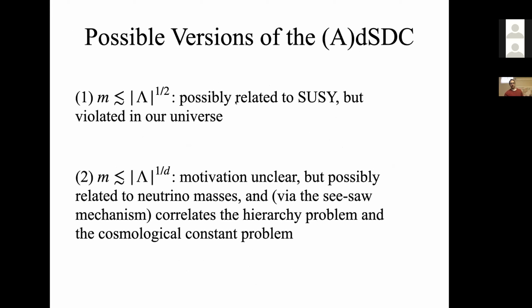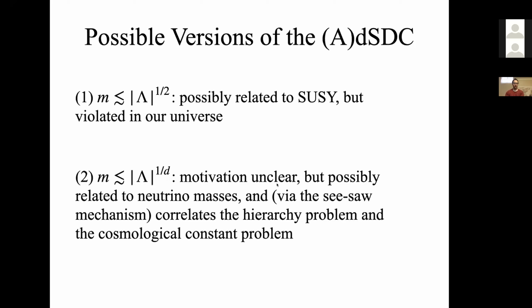So for the AdS distance conjecture, similarly, dimensional reduction picked out two interesting values of this coefficient. The first one is the strong AdS value of 1/2. This is possibly related to supersymmetry, but this cannot be satisfied in our own universe. Another more phenomenologically interesting value, which is picked out by dimensional reduction, is lambda to the 1/d.